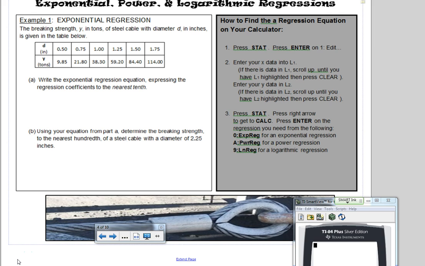The regressions work the same way. You're going to put them in your list. And then the only thing from now on is you have to make sure that you use the right regression equation. They're going to tell you which one to use.